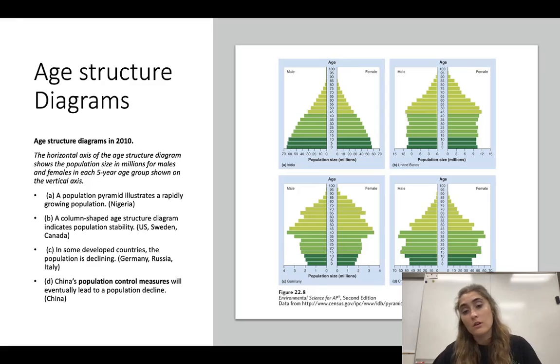So as you're going to get AP test questions, they'll ask you to evaluate the status of pyramids. They'll ask you to determine what they think the pyramid is telling you. And you'll need to know some of these basic trends.